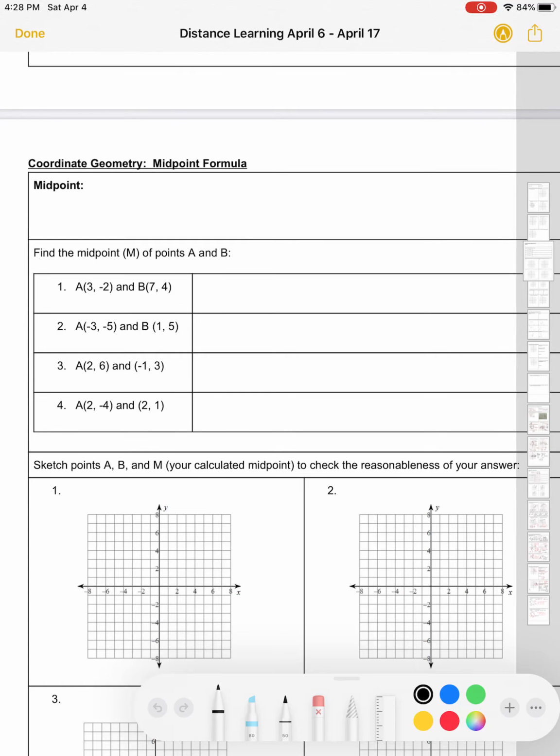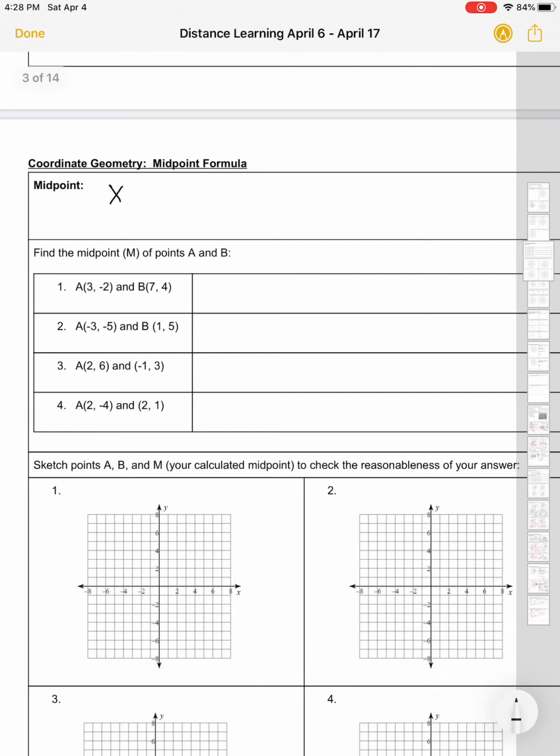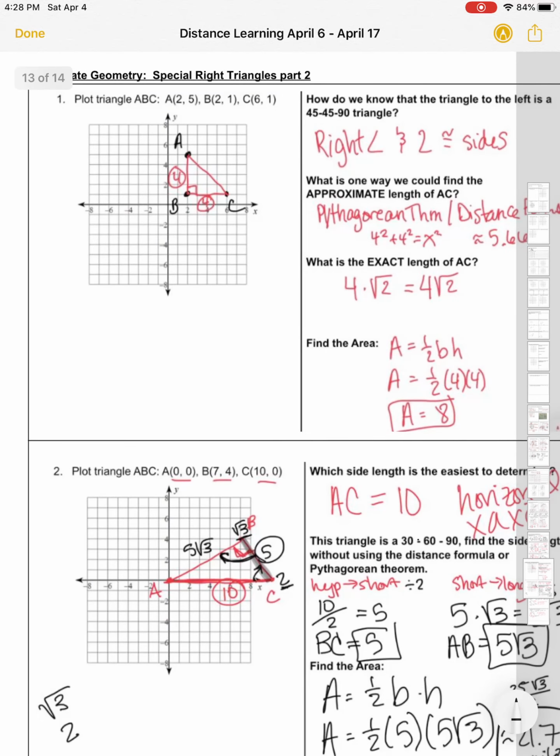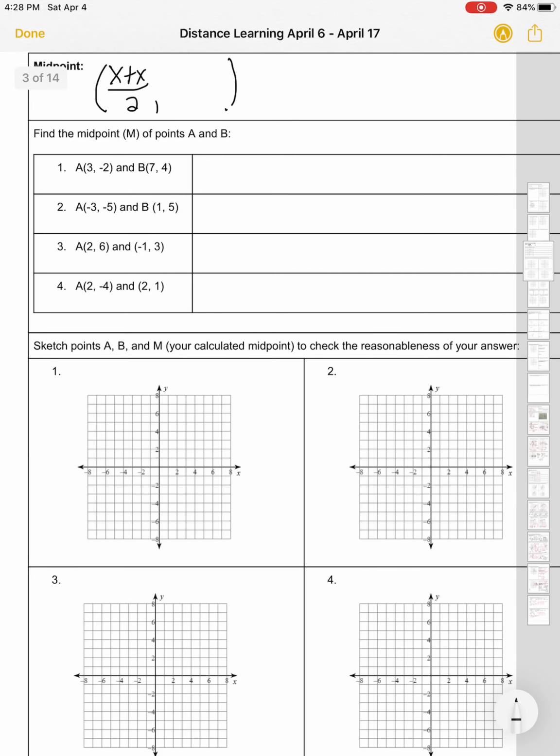Okay, so the second lesson is the midpoint formula. The midpoint answer is going to end up being a coordinate: x plus x divided by 2, y plus y divided by 2. So looking at number 1, our x's are 3 and 7.